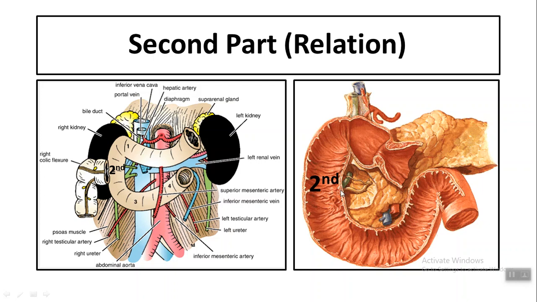The common bile duct and pancreatic duct will open in the second part of the duodenum, and it will cause elevation of the mucous membrane, and we can call this elevation the major duodenal papilla.